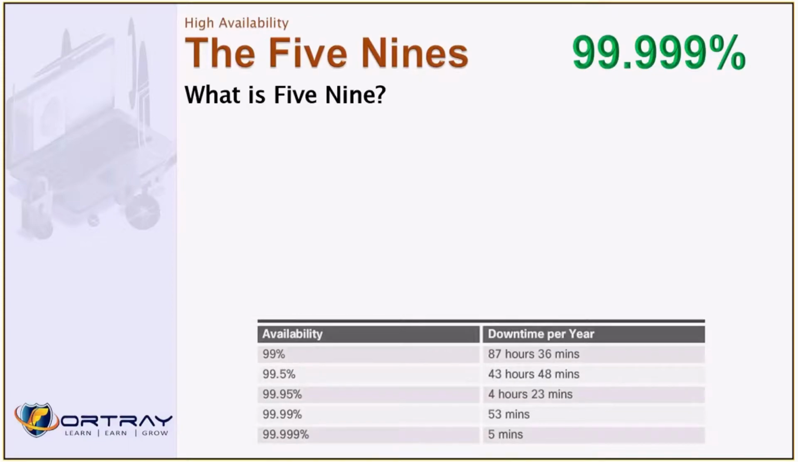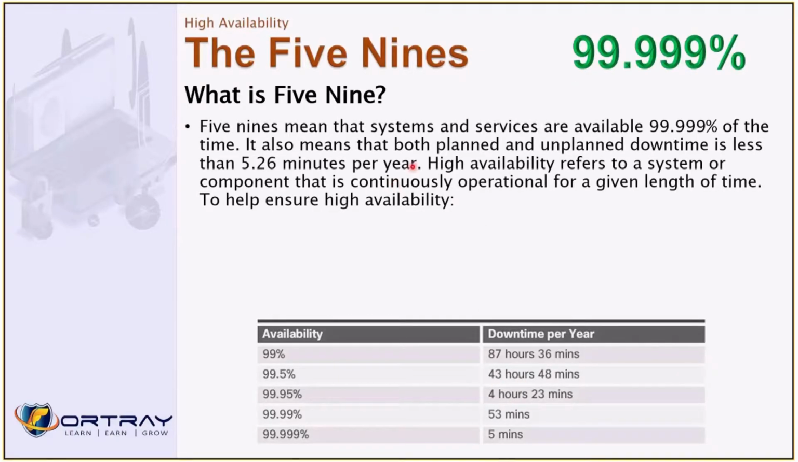What is 5 to 9? You see the availability and downtime per year, maybe 87 hours, 36 minutes. If that is the downtime achieved, it is 99%. If the downtime is 5 minutes in 1 year, this is where you call about 99.999. 43 minutes, 99.99. So you can see, if the system is not available in 1 year for that particular time, we measure it accordingly. The 5-9 means the system and services are available 99.999% of the time.